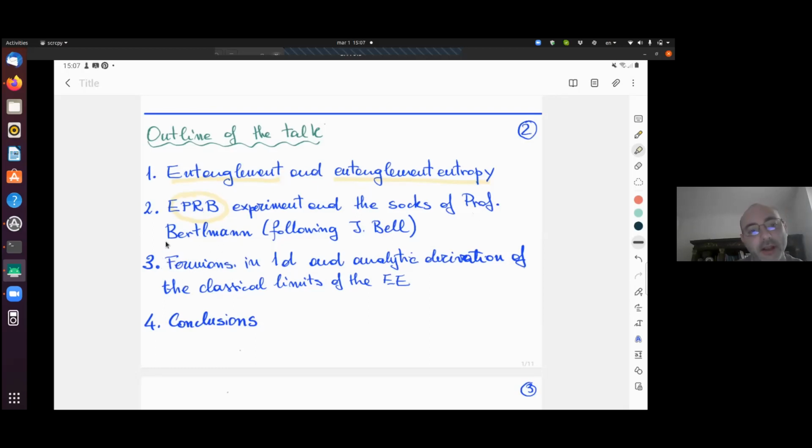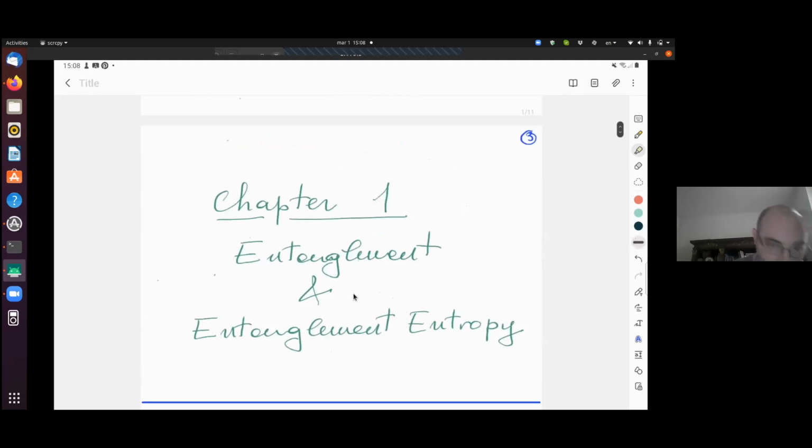After this general part, I will focus on the specific model I am considering, fermions in 1D. I will give some details on the analytic derivation of this limit, how it can be defined, and what the result will be. And then finally, I will conclude in section 4. Okay, so let me start this first part.